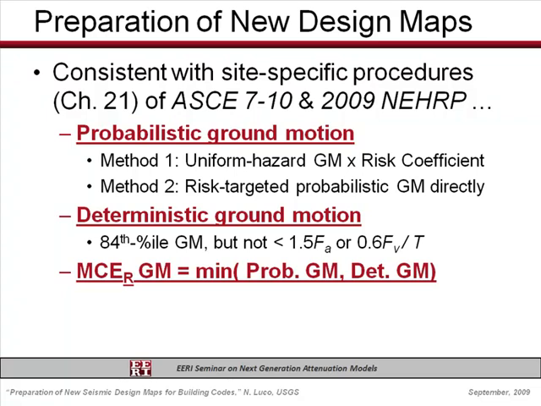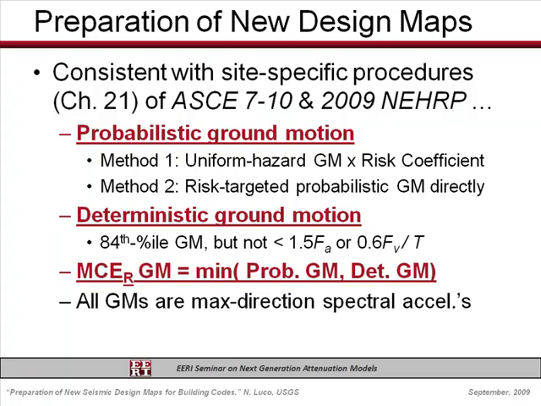So these end up being, for Site Class B, which is what we map for, lower limits of 1.5 g and 0.6 g. Okay? And then our MCE_R ground motions are the minimum of these probabilistic and deterministic ground motions. So this sort of outlines our preparation.